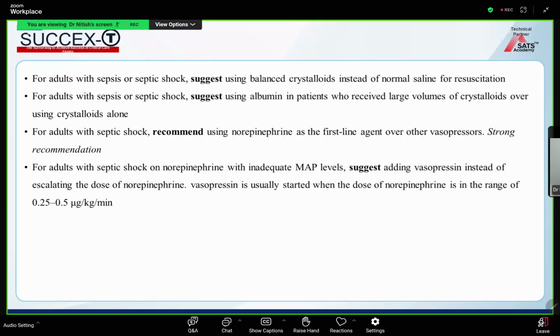The first vasopressor of choice is norepinephrine, followed by vasopressin. The 2021 guidelines have a recommendation on when to start vasopressin. They say that when the norepinephrine has reached a dose of 0.25 to 0.5 mcg per kg per minute, then there is a recommendation to start vasopressin.